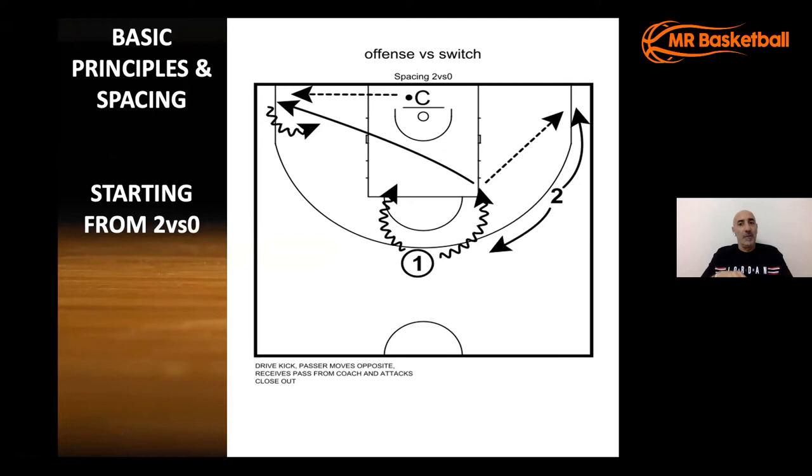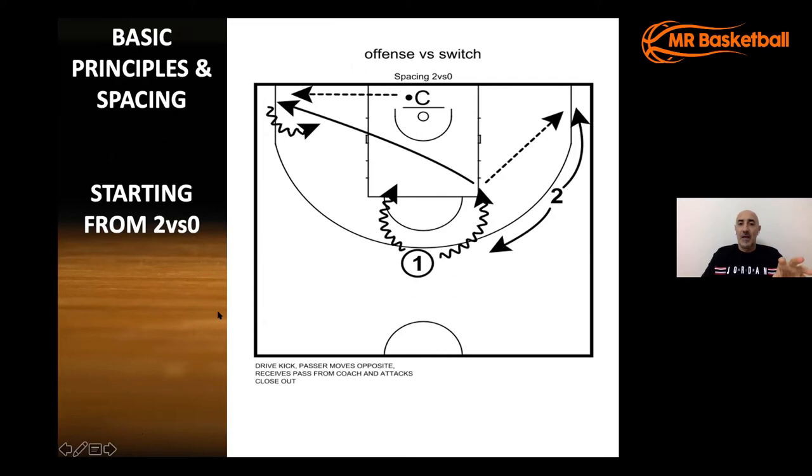We make a kick out pass for our guard and he executes. The passer now will run opposite, receive a pass from the coach, and he will use a fake, attack the closeout, and use a mid-range pull-up. It's very important for us. We believe a lot in these closeout offenses, attacking, faking, using a couple of dribbles and pulling up from mid-range.